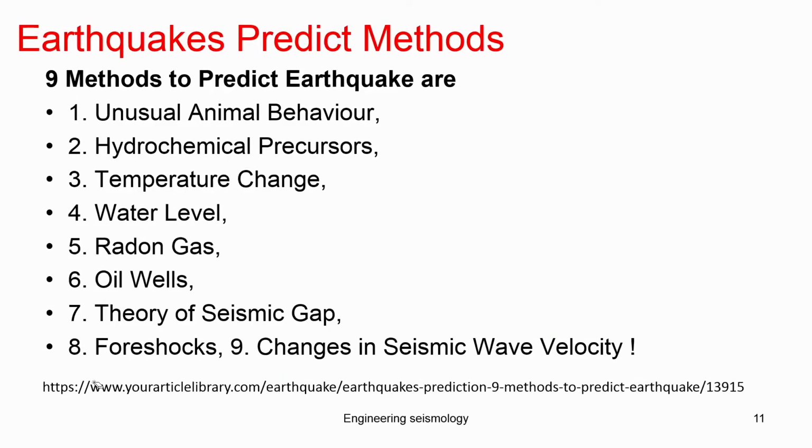So, the earthquake prediction methods. There are 9 methods to predict earthquakes: unusual animal behavior, hydrochemical changes, pressure, temperature change, water level, radon gas and oil wells, the theory of seismic gap, foreshocks, and changes in the seismic wave velocity. These are the well known 9 methods that people believe in. People claim earthquakes are able to be predicted, but the accuracy of prediction again is a question. Since we are talking about earthquake prediction, we will be discussing all these methods one by one in our class.